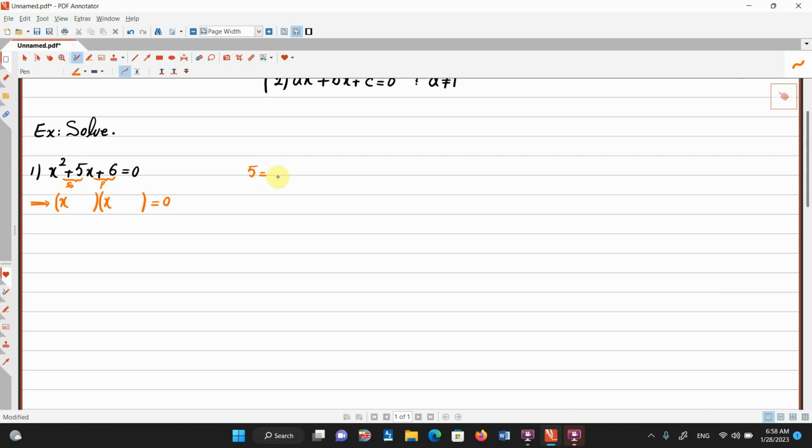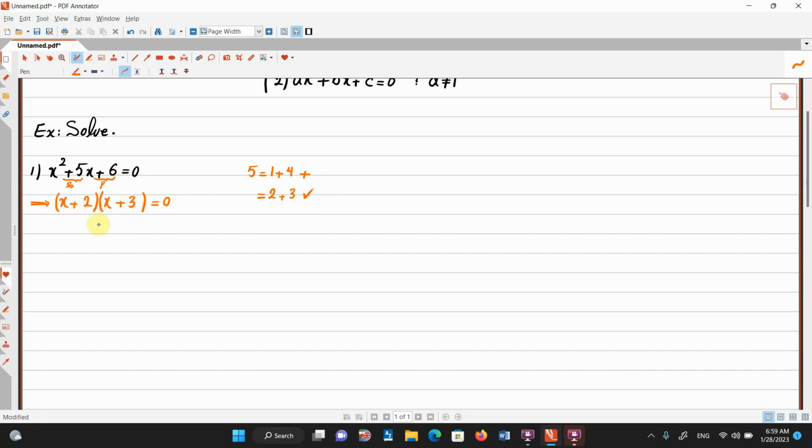Starting from the smallest positive integer, which is 1, the first option to write this as the sum of two positive numbers can be 1 plus 4. But the product of 1 and 4, multiplying 1 times 4, won't make 6, so this option doesn't work. The next option can be the integer after 1, 2, and the other one can be 3. 2 times 3 makes 6, so this option is acceptable. Therefore, in here we can put x plus 2 times x plus 3.